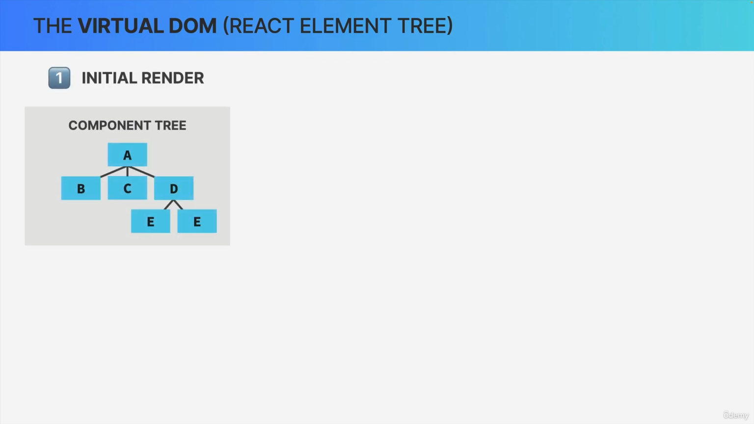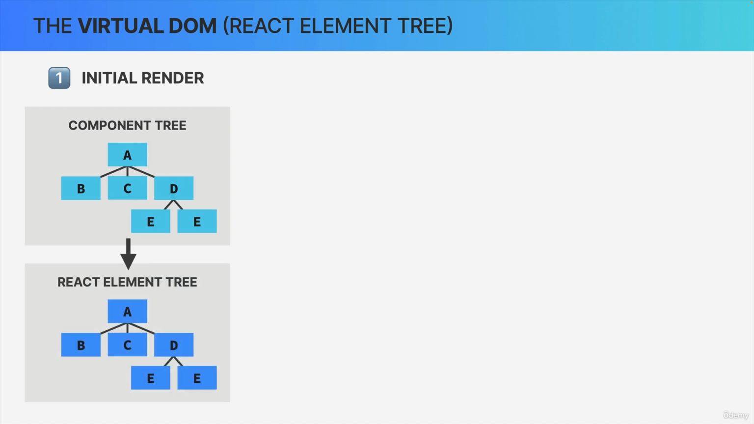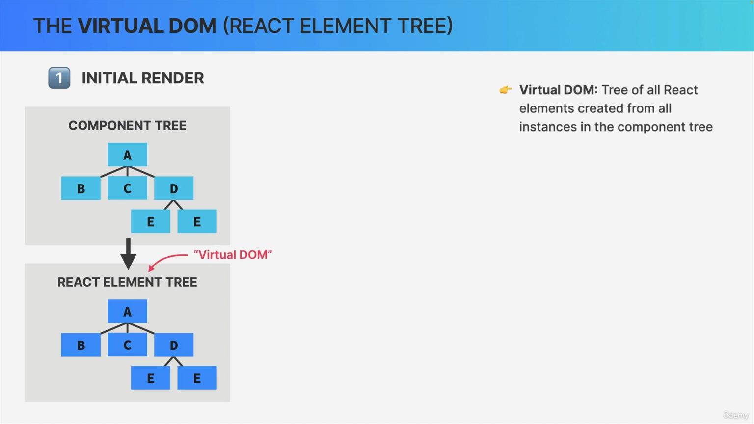So on the initial render, React will take the entire component tree and transform it into one big React element, which will basically be a React element tree like this one. And this is what we call the virtual DOM. So the virtual DOM is just a tree of all React elements created from all instances in the component tree. And it's relatively cheap and fast to create a tree like this, even if we need many iterations of it, because in the end, it's just a JavaScript object.